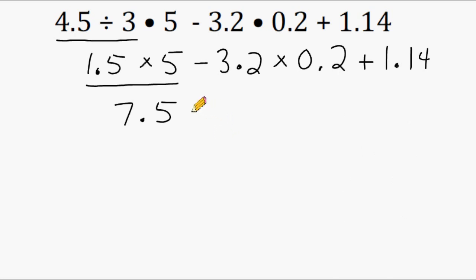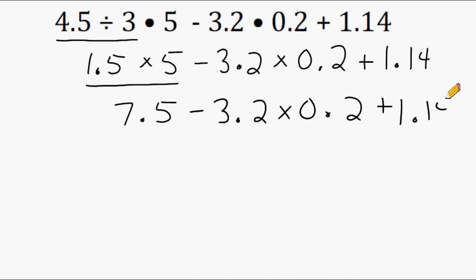Now we have to bring down all of the numbers and symbols that we did not use on the previous step. So let's bring down everything and figure out what the next step is going to be. So next we have to see if we have any division or multiplication signs left, and we have one right here. So we have to figure out what 3.2 times 0.2 is.